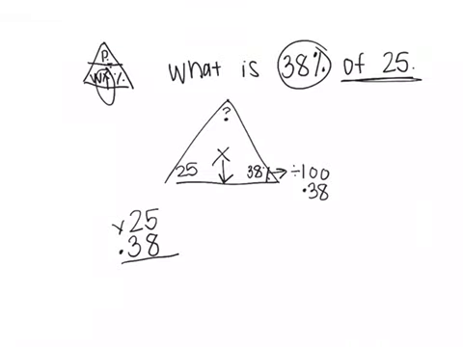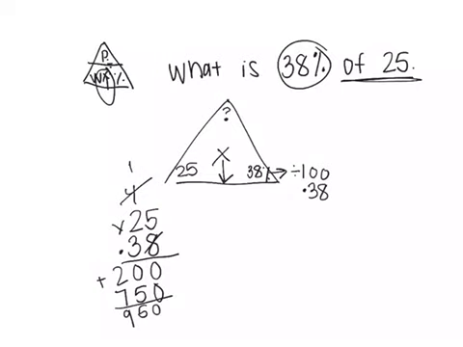When I do that, 8 times 5 is 40. 8 times 2 is 16 plus 4 is 20. Placeholder, cross out what I've used. 3 times 5 is 15. 3 times 2 is 6 plus 1 is 7. 0, 5, 7, 9.